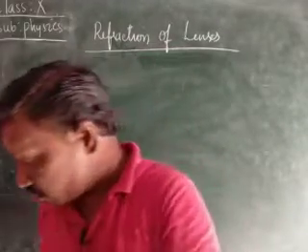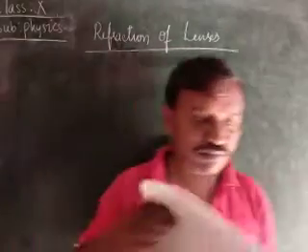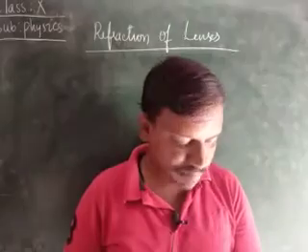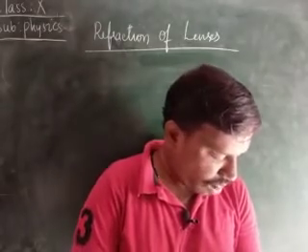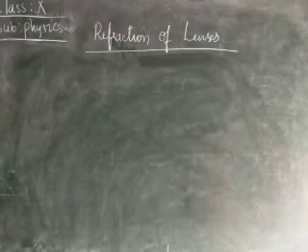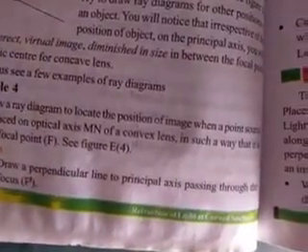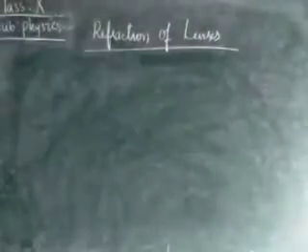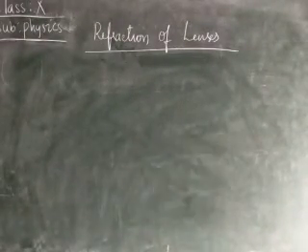Now we have some questions, children. Here example 4 is given. Draw a ray diagram to locate the position of the image when a point source S is placed on the optical axis MN of the convex lens in such a way that it is beyond the focal point.